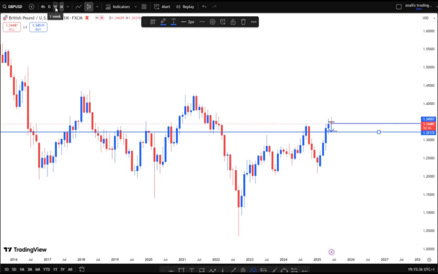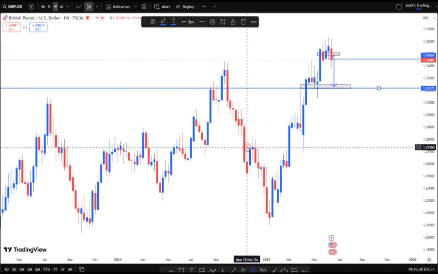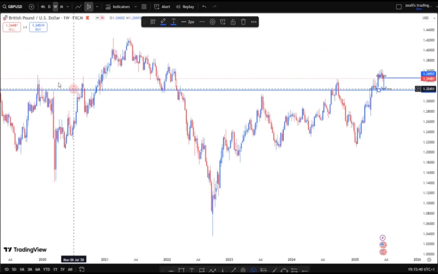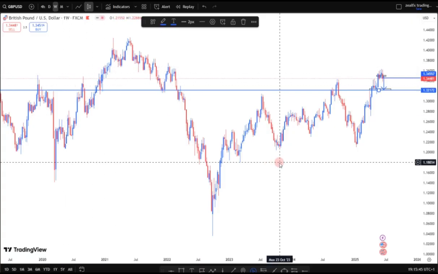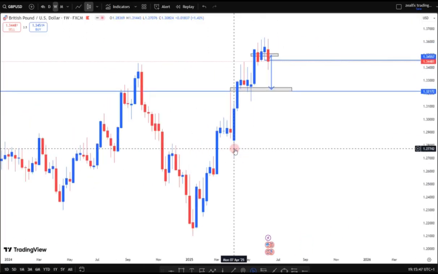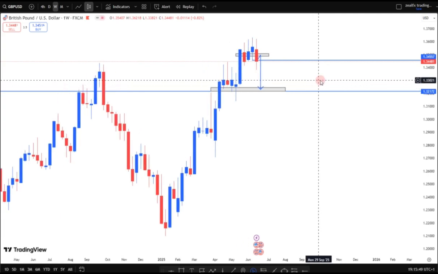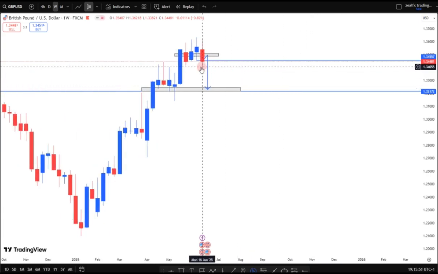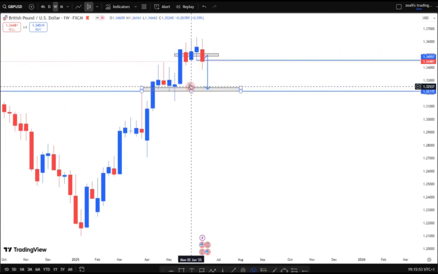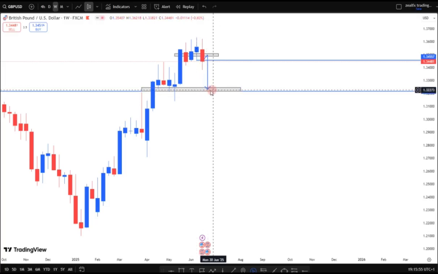So now let's go back to our weekly chart. On the weekly chart, you can see that price has closed on this resistance level. As long as price closes on this resistance level, we expect price to continue to push lower. So we might see price heading to this next monthly and also weekly support level this coming week.